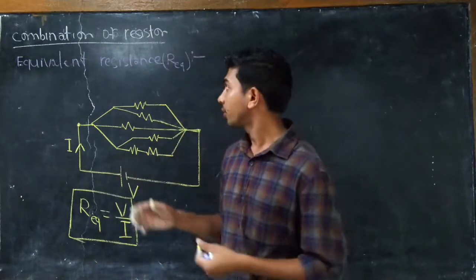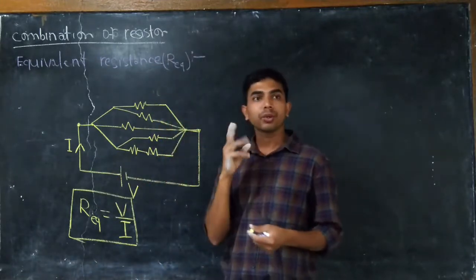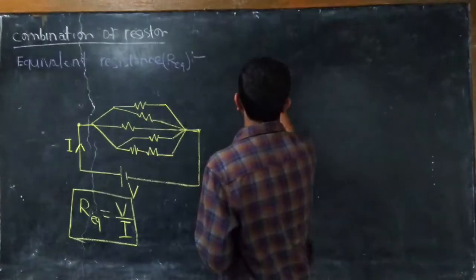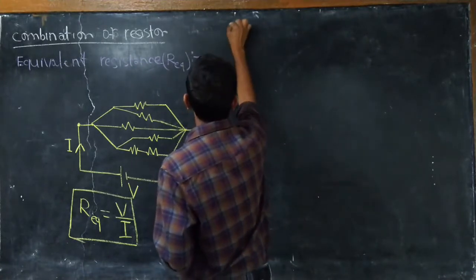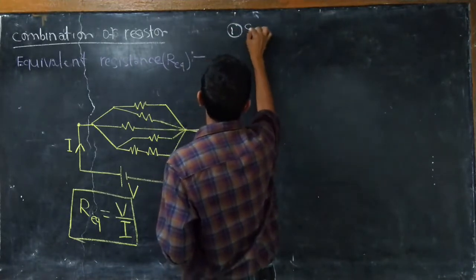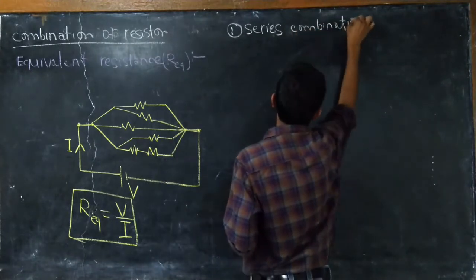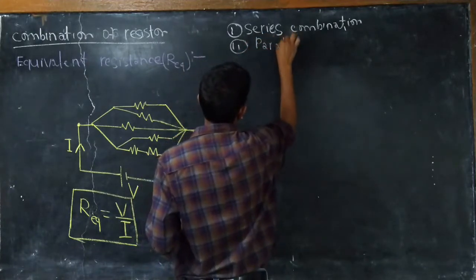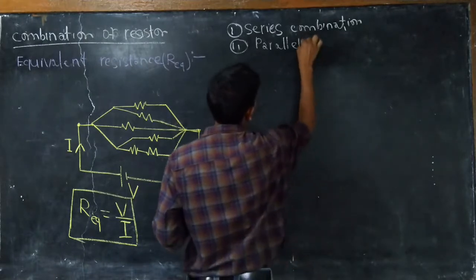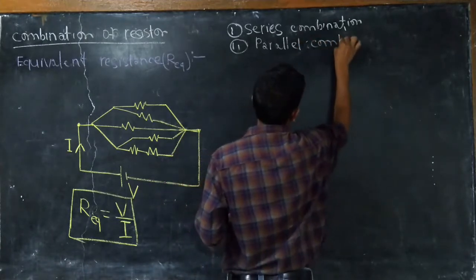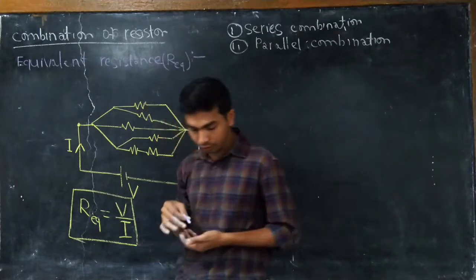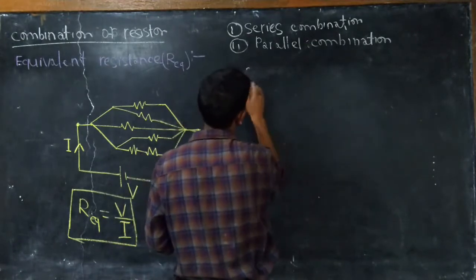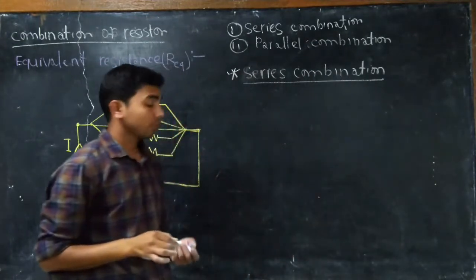Next, we are going to discuss combinations of resistors. There are two types of combination: parallel combination as well as series combination. First I am going to discuss series combination.